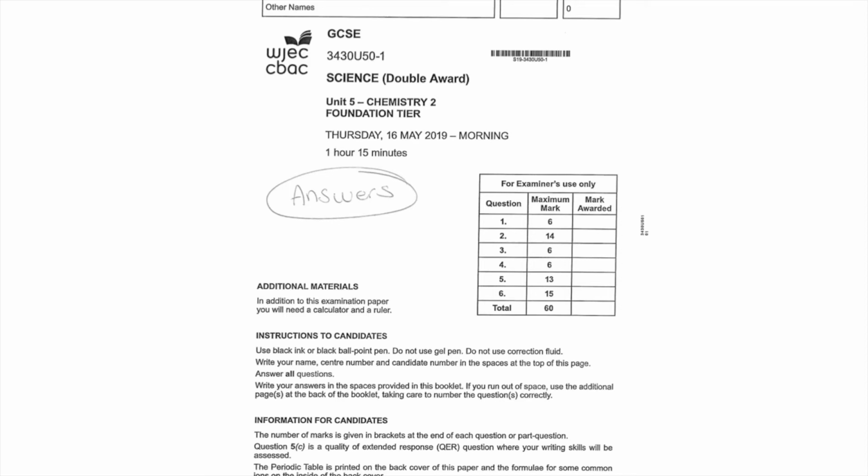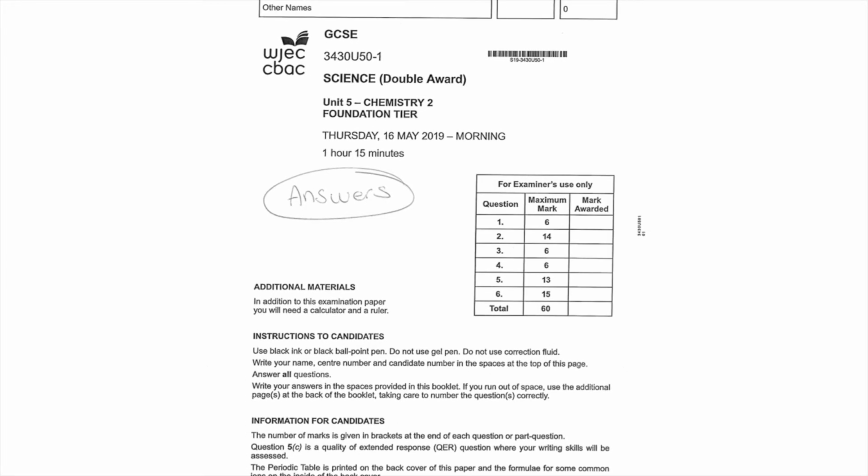So this is the 2019 foundation paper. It's the last set of papers that we actually have access to before COVID. I know it seems ages ago because we're now in 2022, but this is the last set of proper papers we have. Blank page. So, nice easy question to get us started.